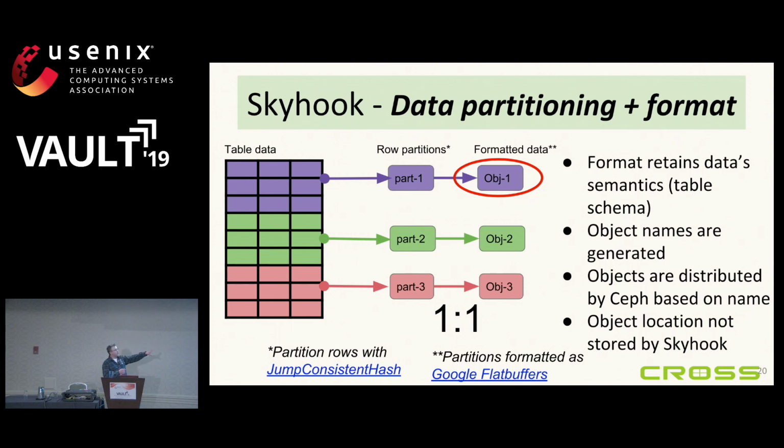Another thing here, we have partitions one-to-one with objects, as I mentioned, but the object names are generated, and the objects are automatically distributed by the Ceph distribution algorithm, so we don't have to worry about that. Also, because any client can compute the object location, the server that contains the object, via that function, we don't have to store the location of every object and keep track of all that information inside Skyhook. So these are some of the benefits that we get from laying this partitioning format on top of object storage.